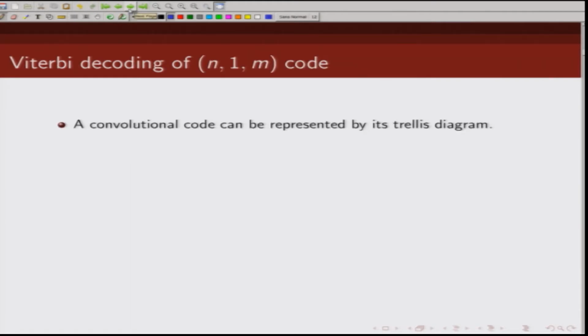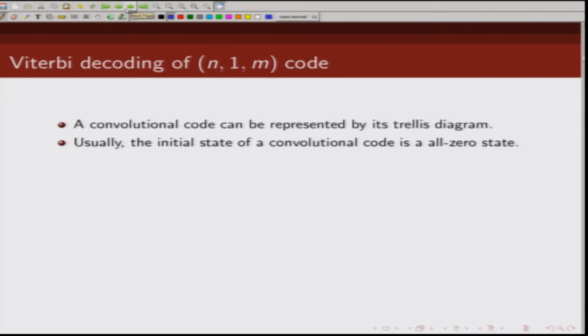So, as we know, a convolutional code can be represented by its corresponding state diagram or trellis diagram, and we are going to make use of the trellis representation of a convolutional code to decode it. So, initially the convolutional code is assumed to be in all 0 state.